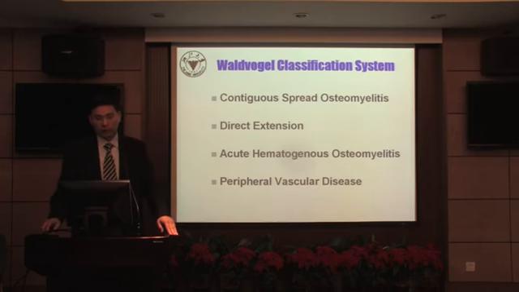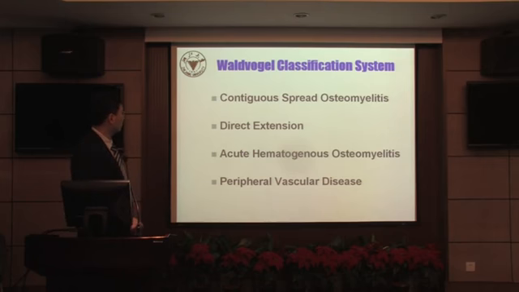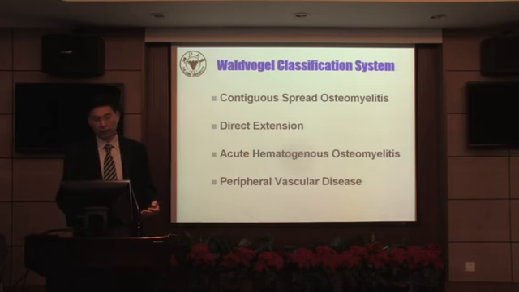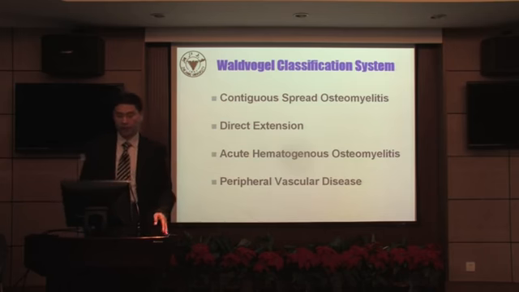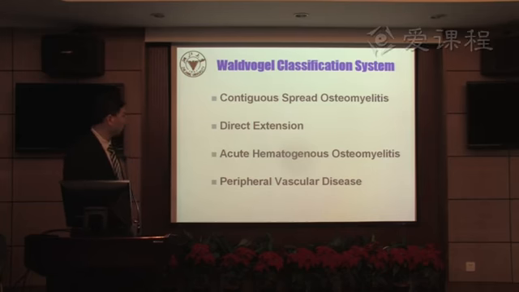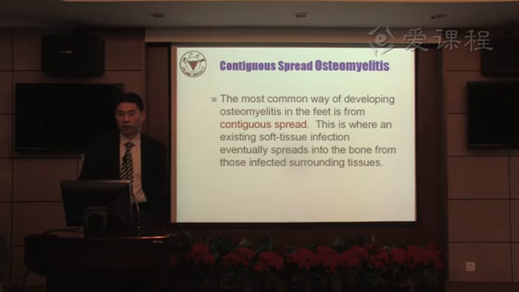We have another classification system, which was used by Waldvogel, and this can divide osteomyelitis into four parts. The first is contiguous spread osteomyelitis, and the second is direct extension, as we said, and the acute hematogenous osteomyelitis, which is very common, and the peripheral vascular disease, which is always associated with diabetes. We will see these one by one.